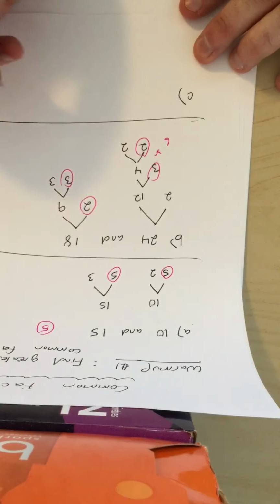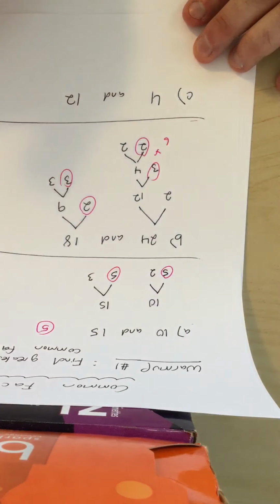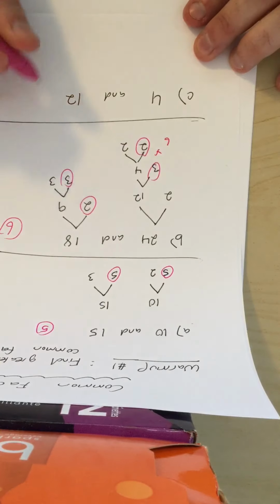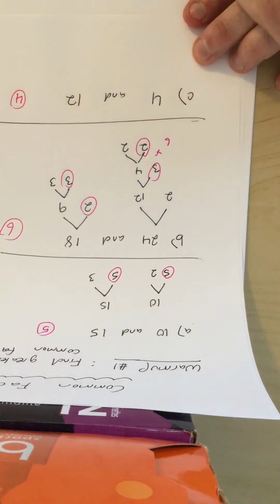Now we could do a bunch of these. So let's say we had 4 and 12. You could either do it by that, or we could see that the greatest common factor here is, so here the greatest common factor was 6. Here, 4 goes into 4, 4 goes into 12, so 4 is the greatest common factor.